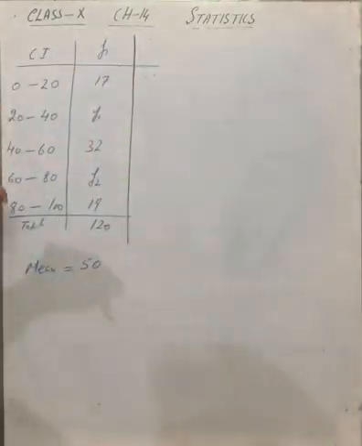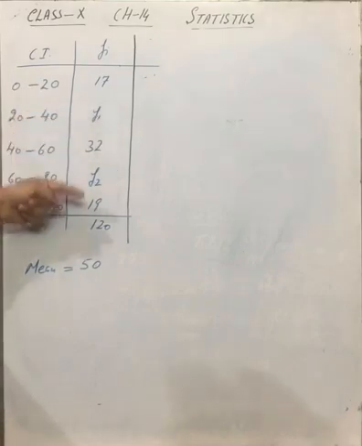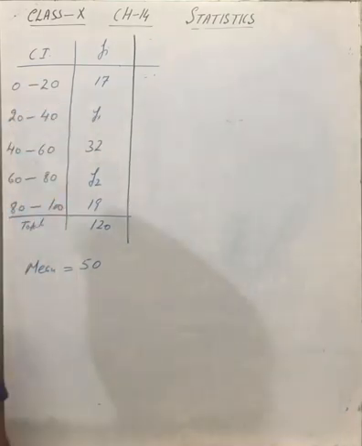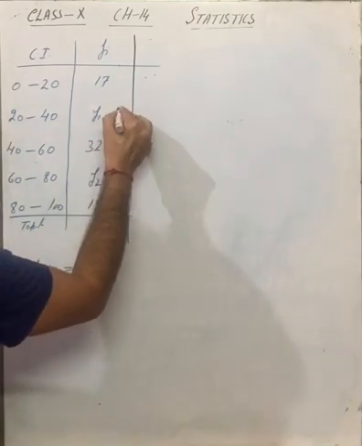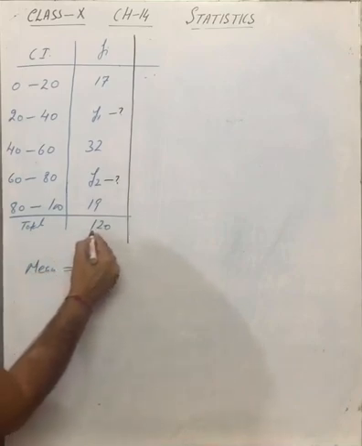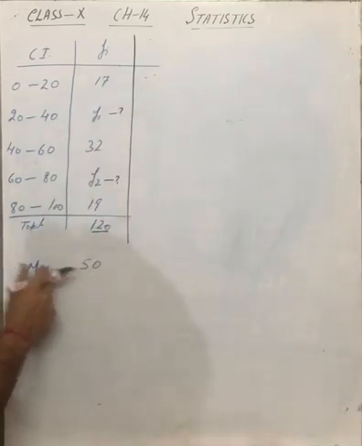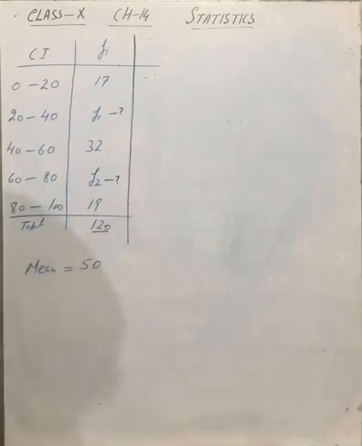Students, here the question is: we are given intervals, we are given frequencies, but in this question we have two missing frequencies, f1 and f2. We are also given the total sum of frequencies, summation fi, and the mean is also given. We need to find these f1 and f2.